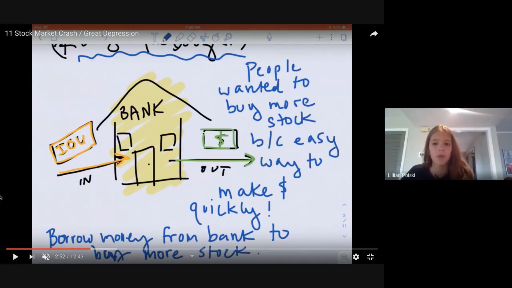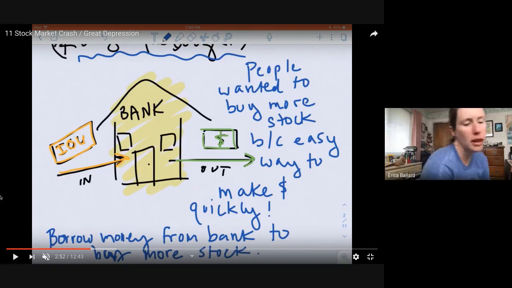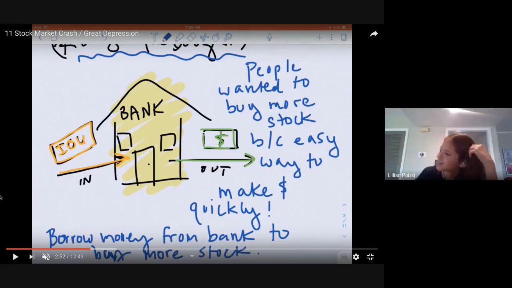But why would people like... Wait, so isn't stocks like... Wait, I'm so confused. That's a good question, Lily. Normally we do a whole unit where we pretend we buy and sell stocks, but we're not doing that because A, we're not at school, and B, the stock market is not doing well right now. So it would be really hard for you guys to understand it.